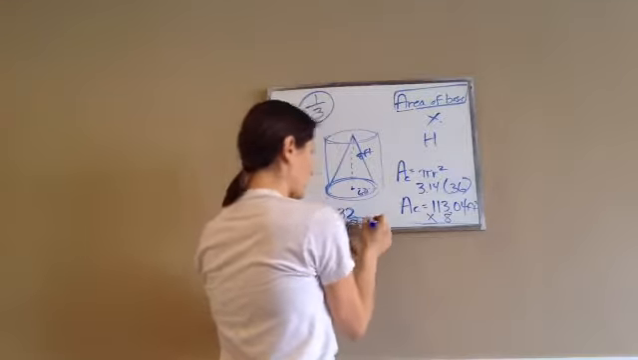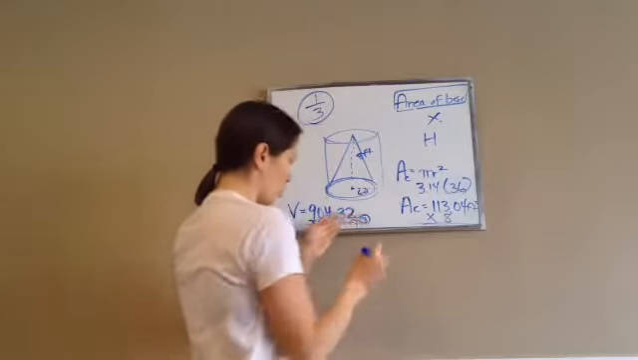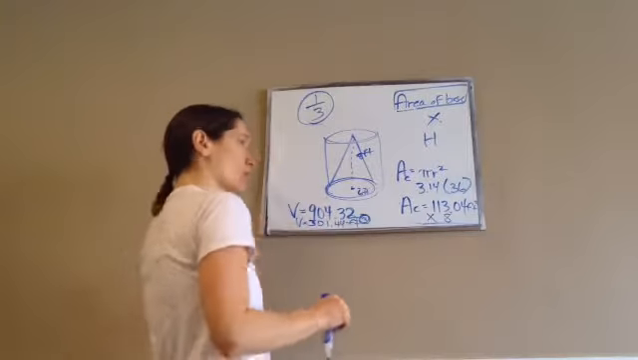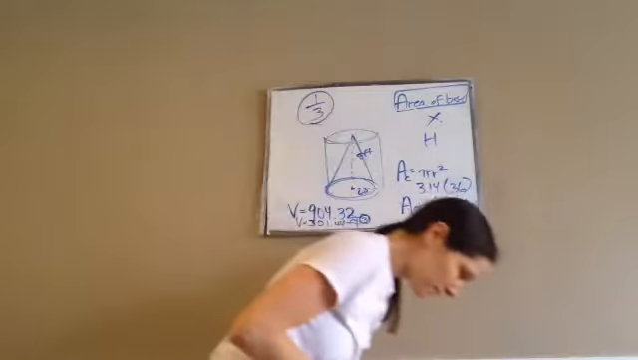Feet cubed, and it's always going to be cubed: feet cubed, centimeters cubed, inches cubed, because you're working with volume. And volume is length times width times height, or three dimensions. Okay? Got it? All right.